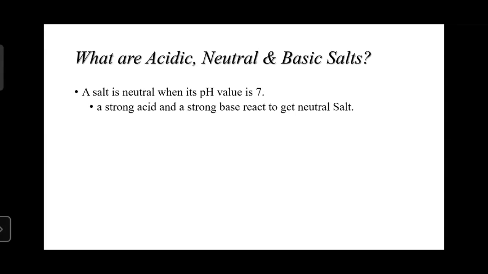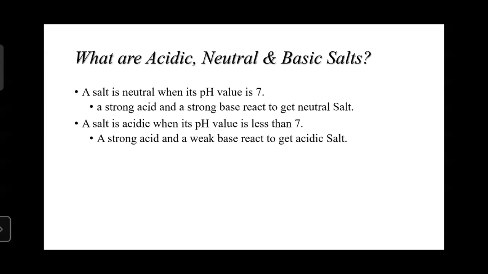Strong acid reacts with strong base to give a neutral salt. Now, a salt is acidic when its pH is less than 7. How is it formed? A strong acid reacts with a weak base. Therefore, there is a formation of acidic salt.